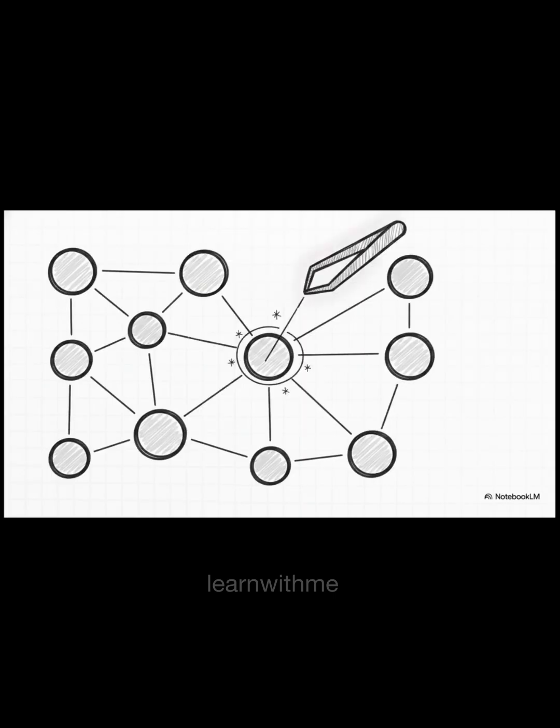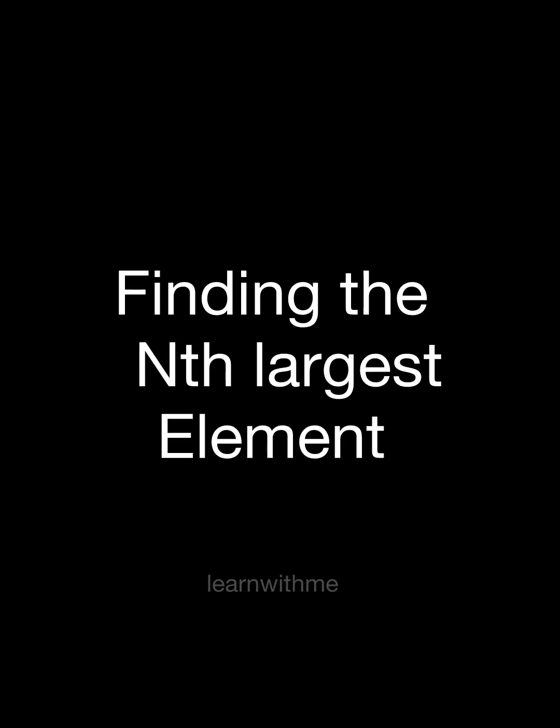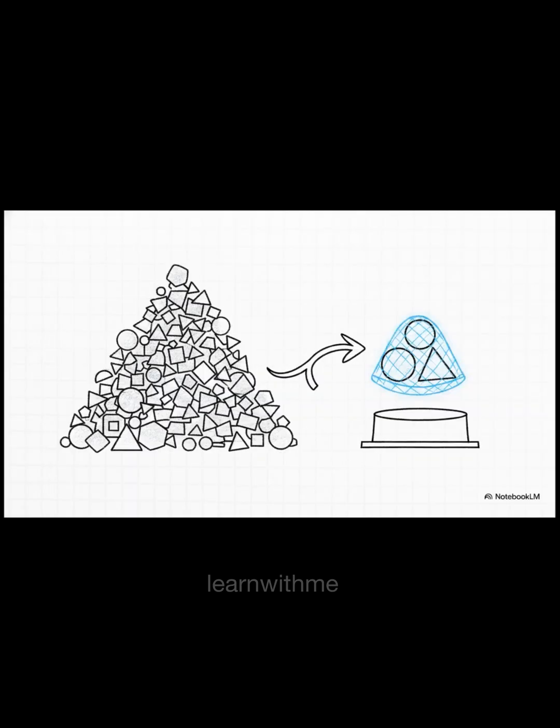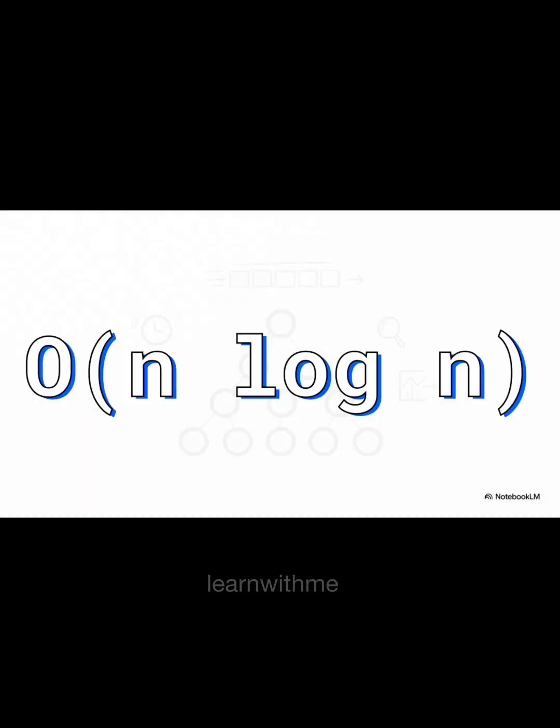Moving to graph algorithms. Dijkstra's and Prim's use min heaps to constantly snatch up the absolute cheapest edge. Need the top k largest elements? Just maintain a heap of size k. No need to sort everything. This perfectly shows why heap sort is such a fantastic, in-place, O(n log n) sorting algorithm.